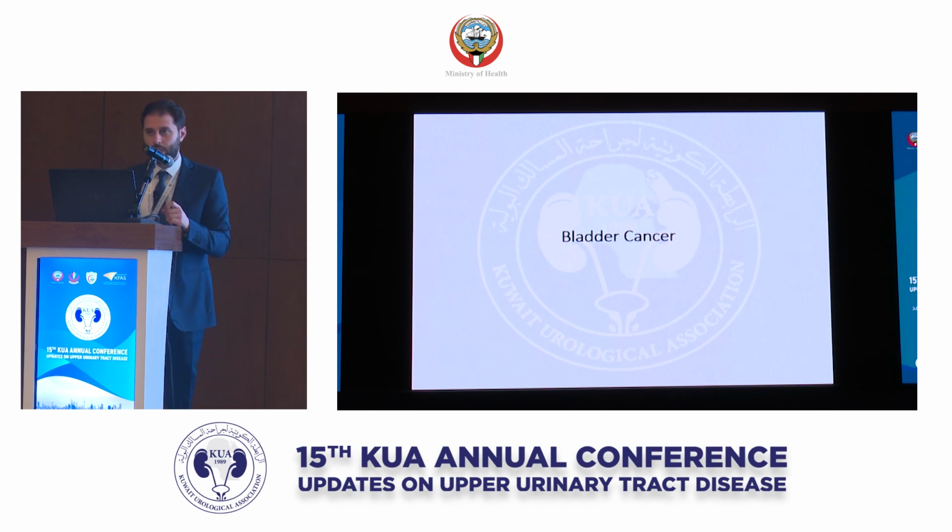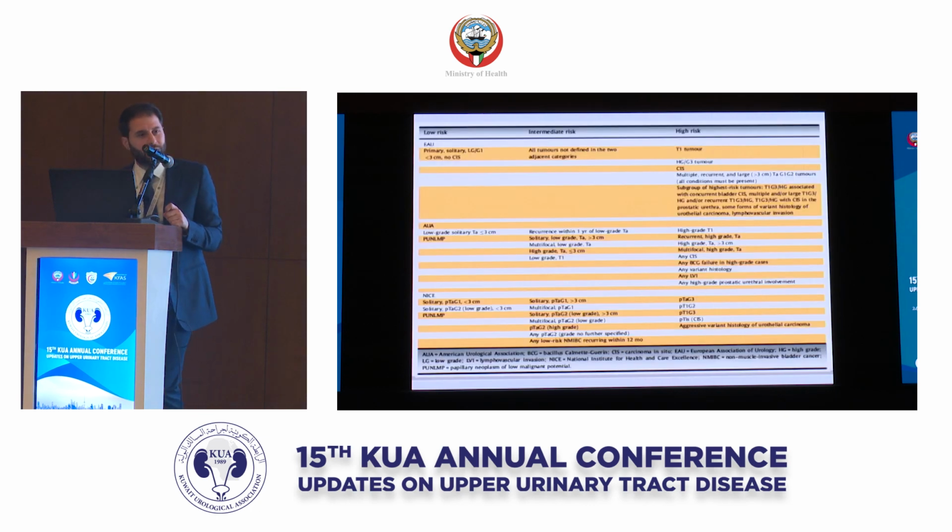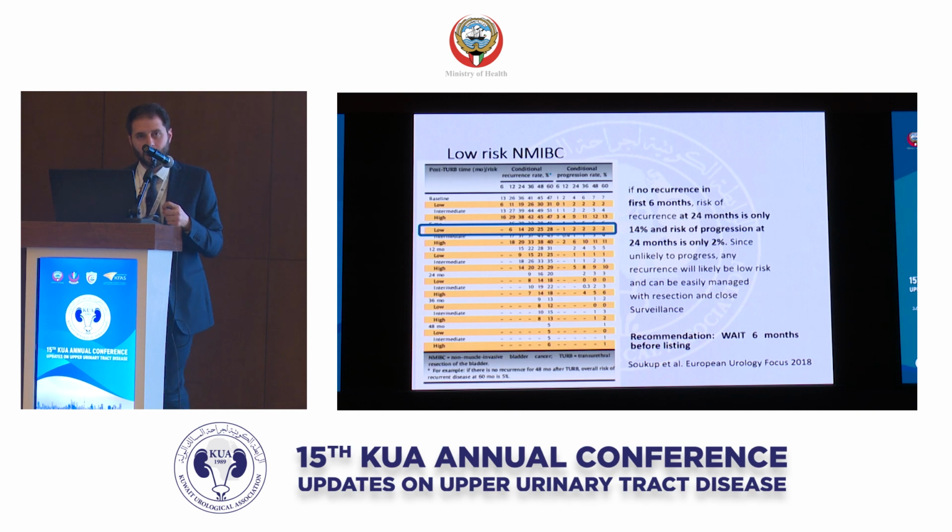I'm going to try and whiz through bladder because I have less than 5 minutes to go. So if we look at bladder cancer, again, it's stratified to low, intermediate, and high risk. If you look at the European data from the aortic trials, for low risk non-muscle invasive bladder cancer, if there's no recurrence in the first 6 months, the risk of recurrence at 24 months is low and progression is low. This is large European data, so the recommendation can be you can wait for 6 months, and then if they don't recur in the first 6 months, then you can list them for transplant because they're unlikely to recur in the following period.